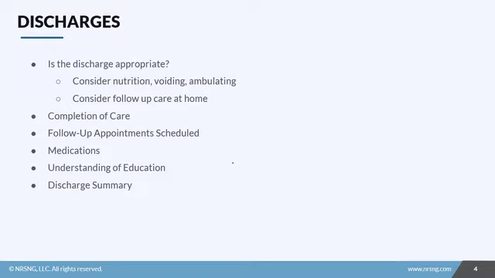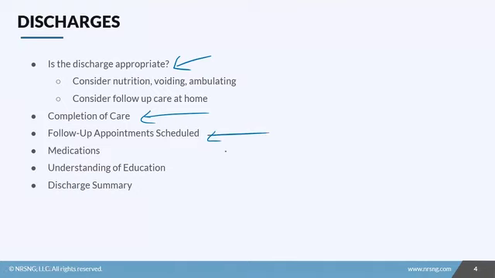So discharges. When we think about a discharge, the first thing we should ask ourselves is, is the discharge appropriate? So can the patient eat? Can they void? Can they get up and go to the bathroom? Do we need to set up some follow-up care at home, like maybe home health? The other thing you want to look at is, is your care complete? Have they received all the necessary treatments in the hospital?